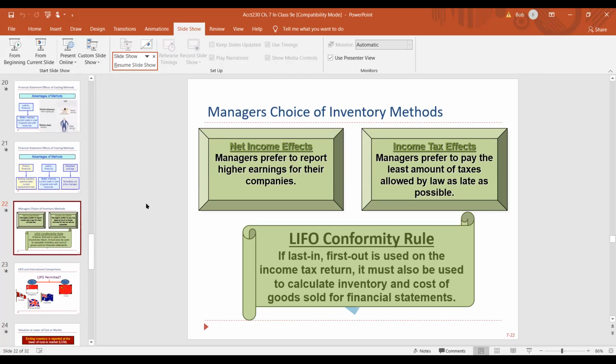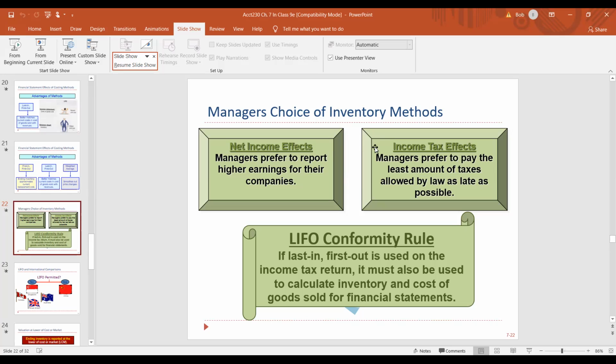Manager's choice of methods. Well, you were going to get different net incomes from each of the four methods. So you might prefer to report higher earnings on your income statement. This might be a company that's just starting out and they want to show a big splash. Tesla announces record earnings of $6 billion.